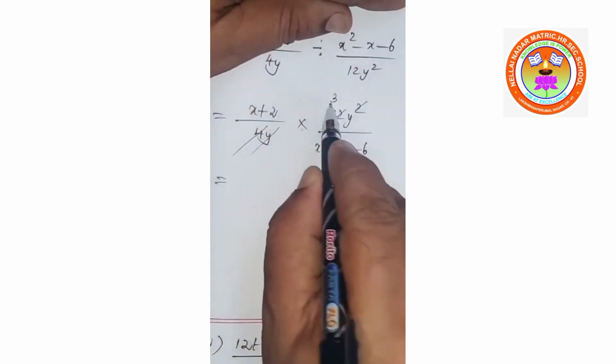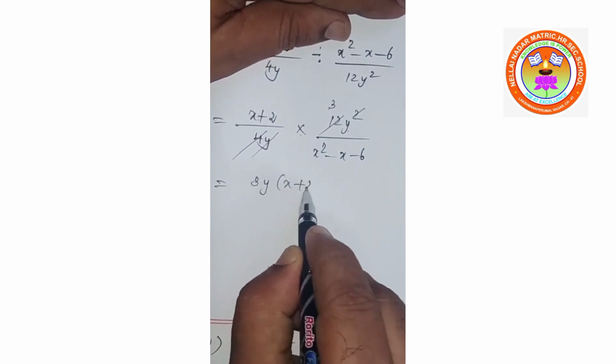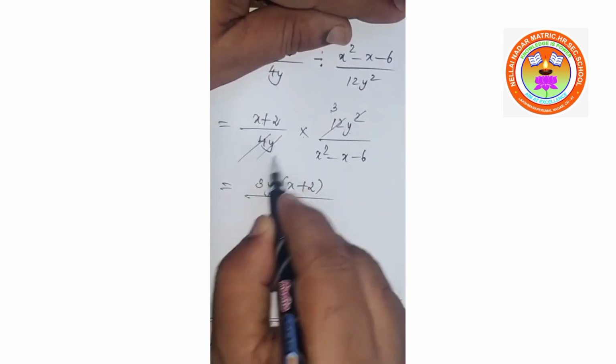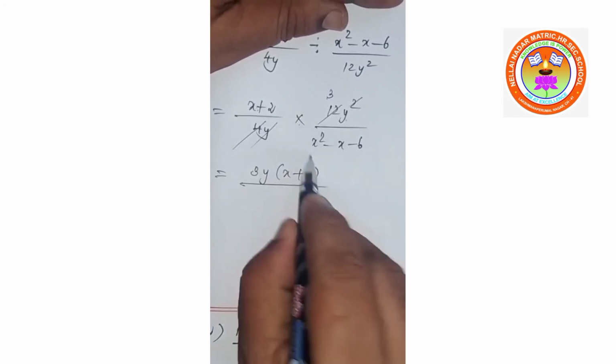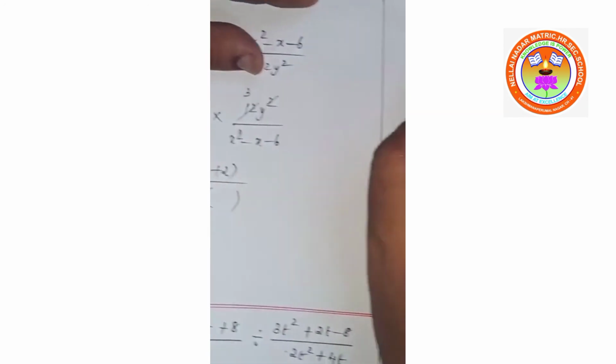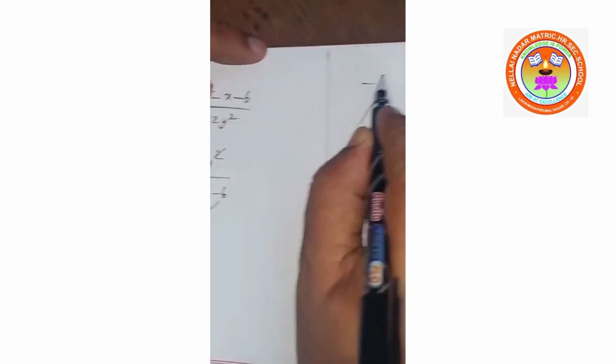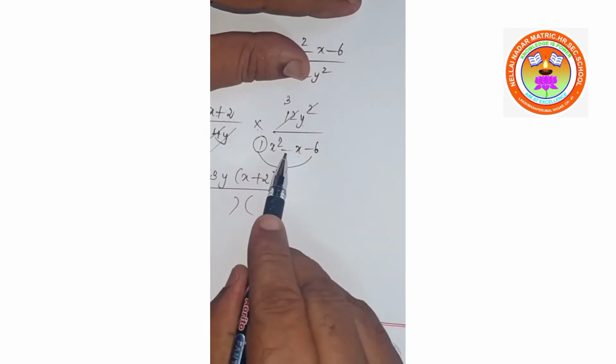Then we have 3, we have y and x plus 2. You can write 3y into x plus 2 divided by, so here everything is cancelled. We have x squared minus x minus 6. We have to factorize. We can factorize. The coefficient of x squared equals 1. 1 into minus 6 equals minus 6. Coefficient of x equals minus 1.